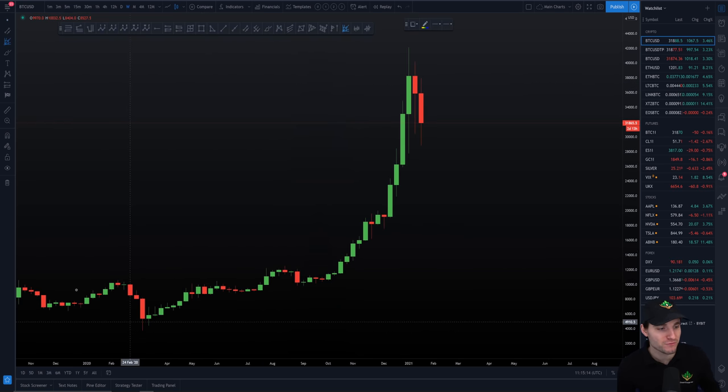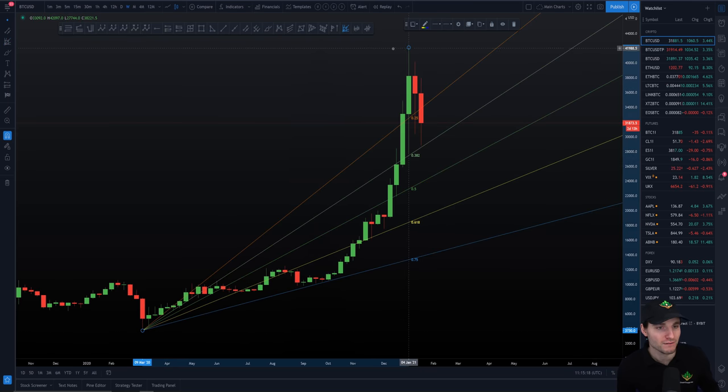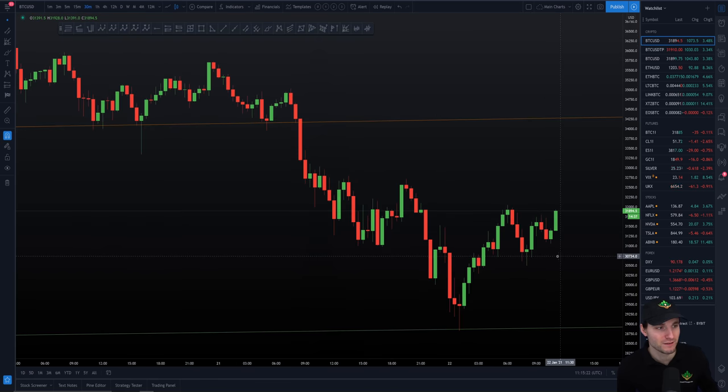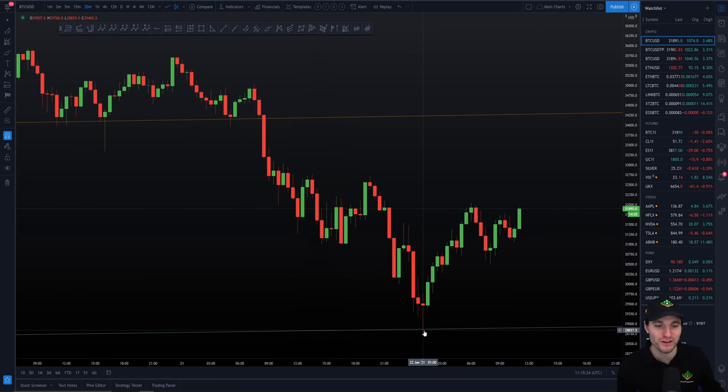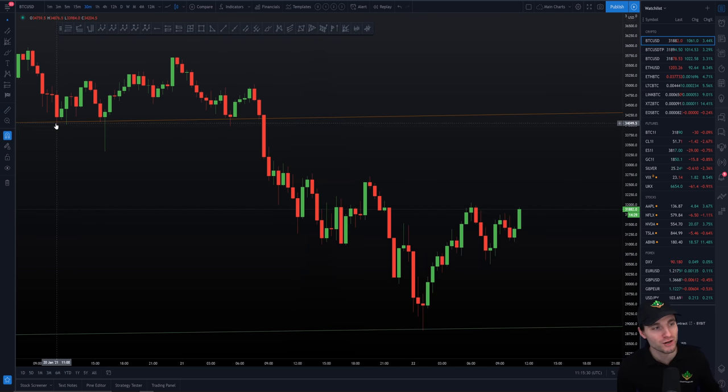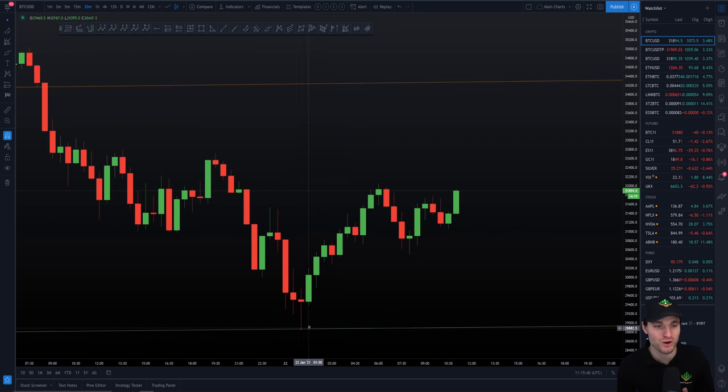We're going to take the Fib speed fan here from the low up to the high. And then we're going to zoom into the chart and look at this, ladies and gentlemen. The 0.5 Fib speed fan holding you up there for that 10% bounce. You can see how the 2.5 here had support bounce, support bounce, support bounce, support bounce. Before losing that, we come straight to the 0.5. 10% bounce to the upside.